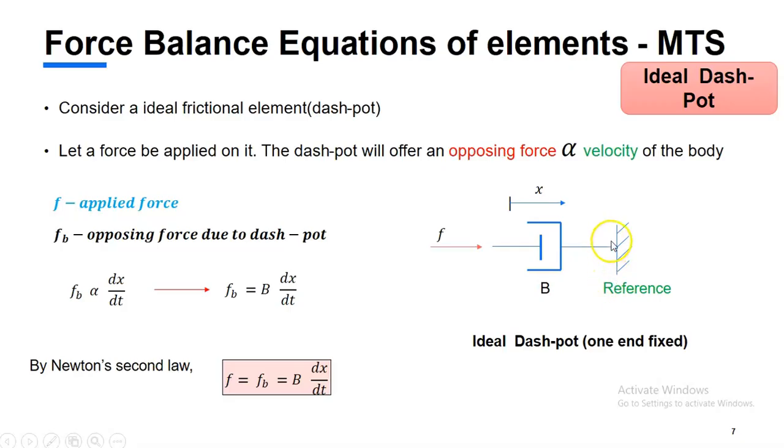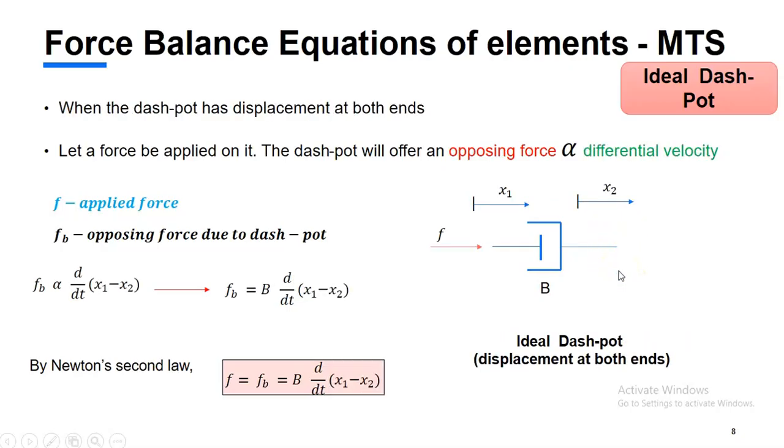If you see here, this dash pot is connected with a reference point. It is a fixed end. If suppose there is no reference point, then this opposing force is directly proportional to the differential velocity. So you have to compute x1 minus x2. Therefore, applied force is equal to opposing force, which is nothing but b d by dt into x1 minus x2, because in this particular dash pot we have a displacement at both the ends.